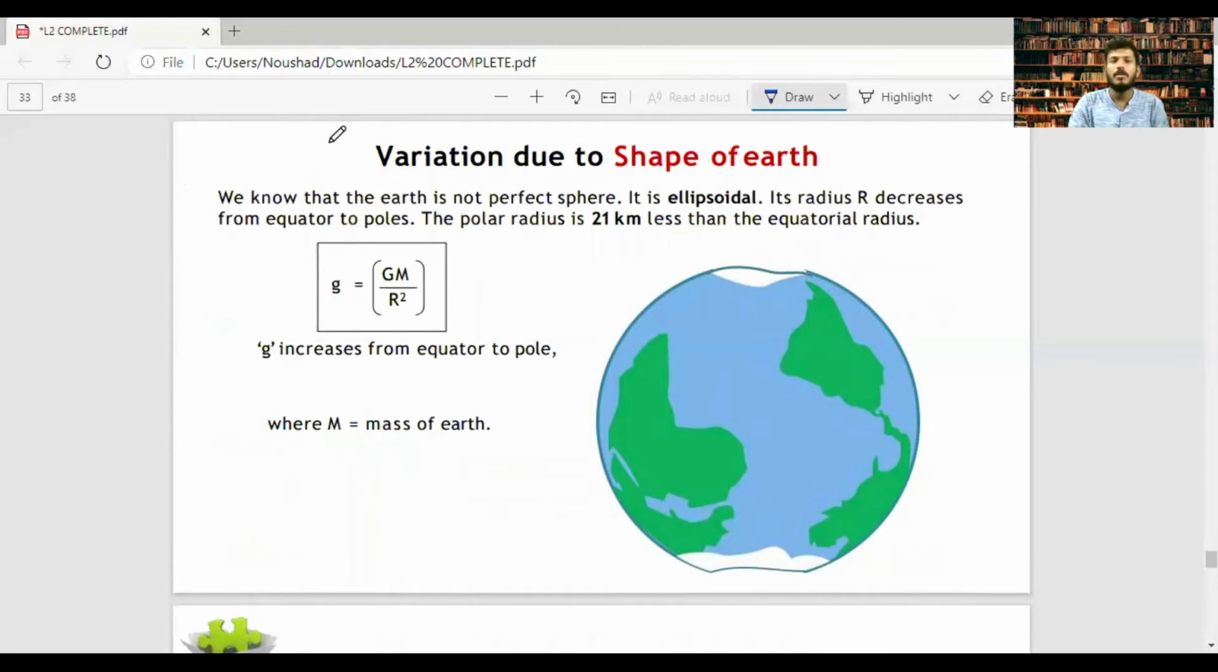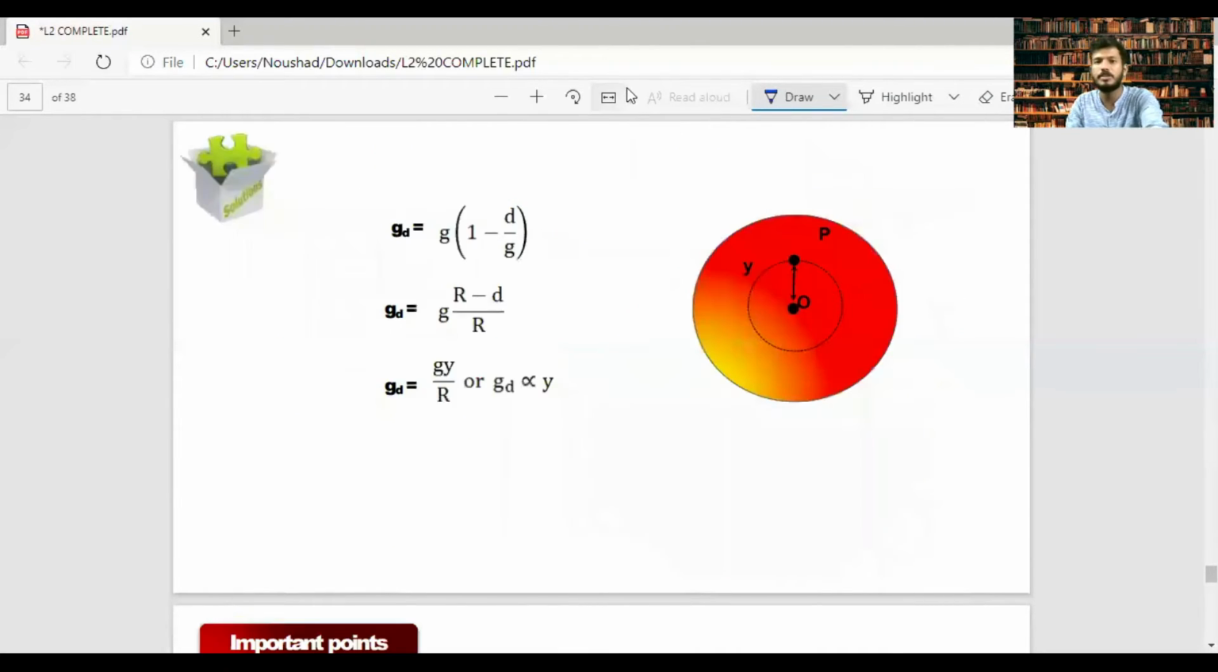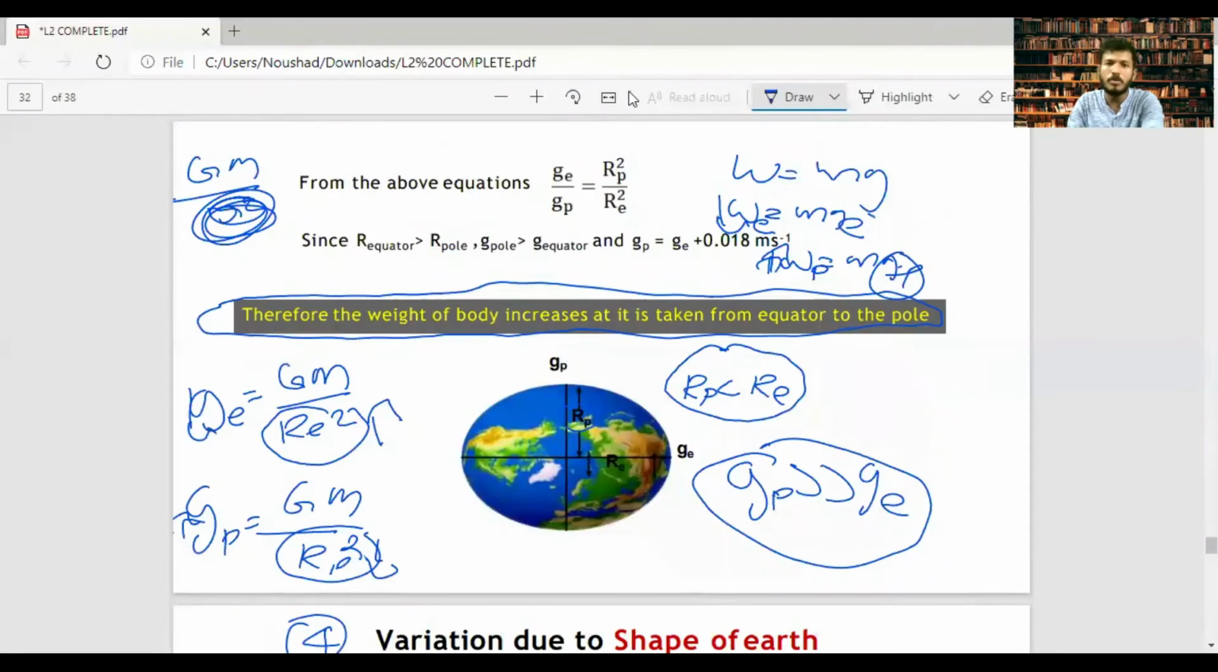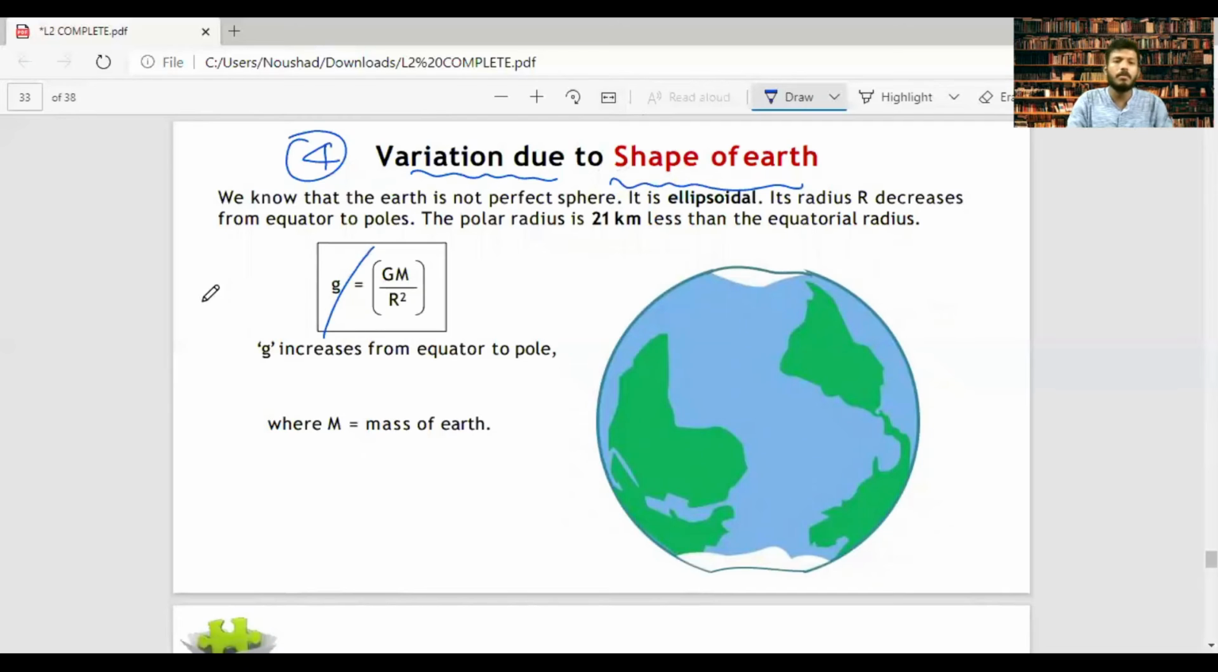And the final point, variation due to the shape of the earth. Sorry, third point, it is clear. Variation due to shape of earth is clear. We have to notice another point. I am writing here, this is not number 4, this is number 3, shape. Number 4, rotation of earth. Due to rotation of earth, acceleration due to gravity changes.